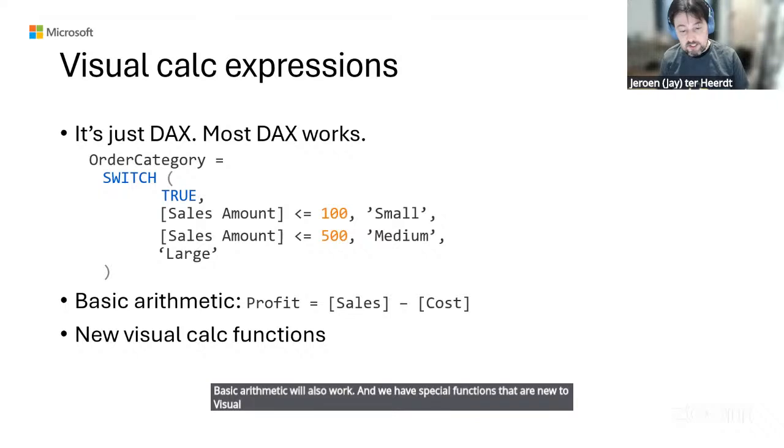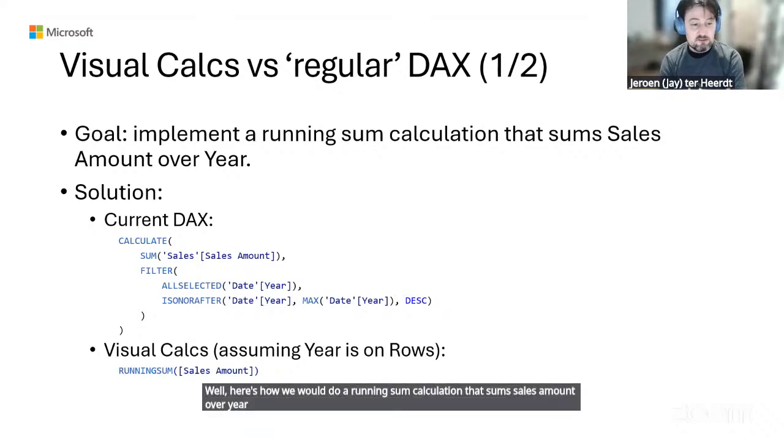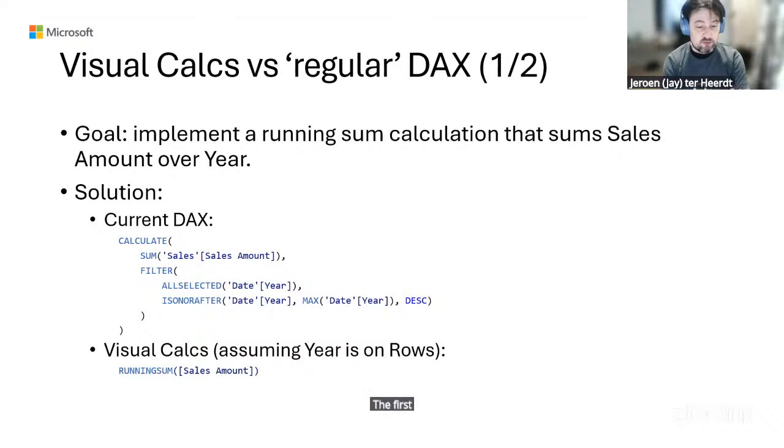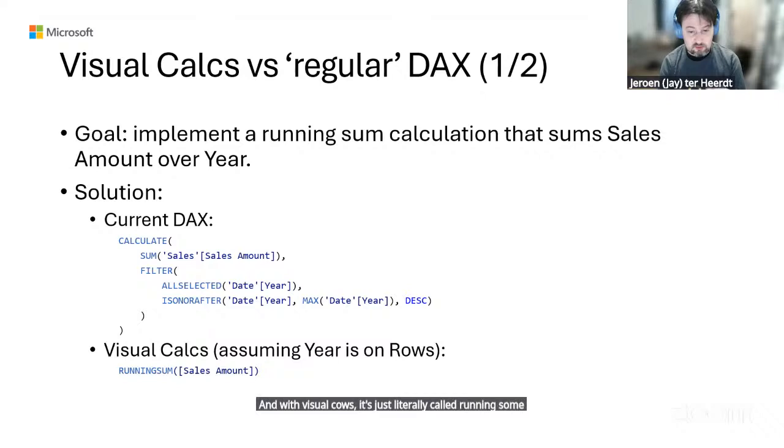So why is this exciting? Here's how we would do a running sum calculation that sums sales amount over year. Without a visual calc, the first statement in DAX is what you would do. It involves a calculate, a sum, a filter, all selected, is on or after. It's not the hardest DAX in the world ever, I agree with that, but it's also not the simplest. And with visual calcs, it's just literally called running sum. That's all you need to do.